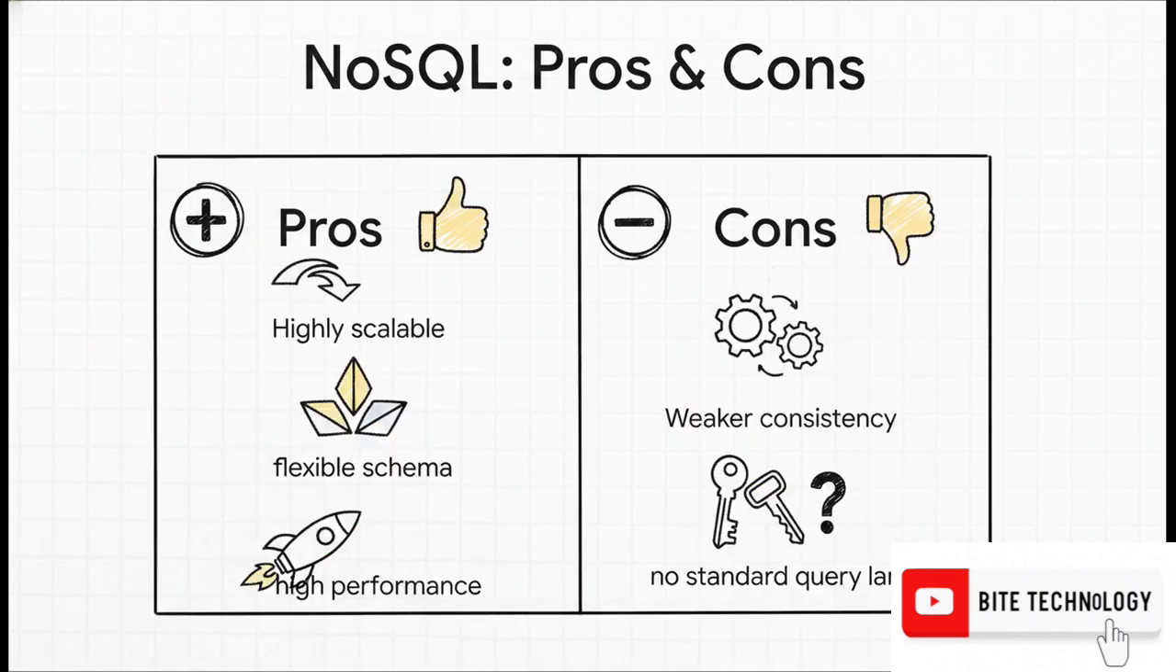And what about NoSQL? Well, the pros are huge. It can scale to the moon, its flexibility is amazing, and it's built for performance with big data. The catch? You're trading away some of that guaranteed consistency, and since it's a whole family of databases, there isn't one single, universal language you can learn that works for all of them.